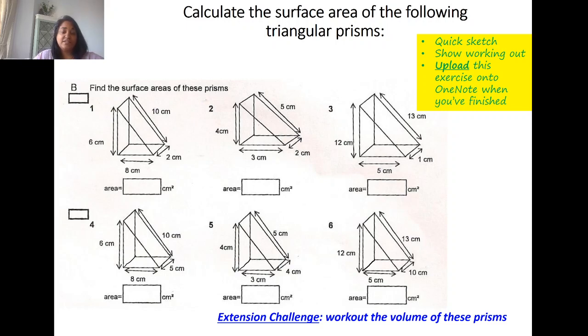I've put a quick extension challenge for those of you that finish quite quickly. I'd also like you to work out the volume. So if you can't remember how to work out the volume of a prism, you may need to look this up. Okay, you definitely did it in Year 8. You may have even talked about it in Year 9 as well.